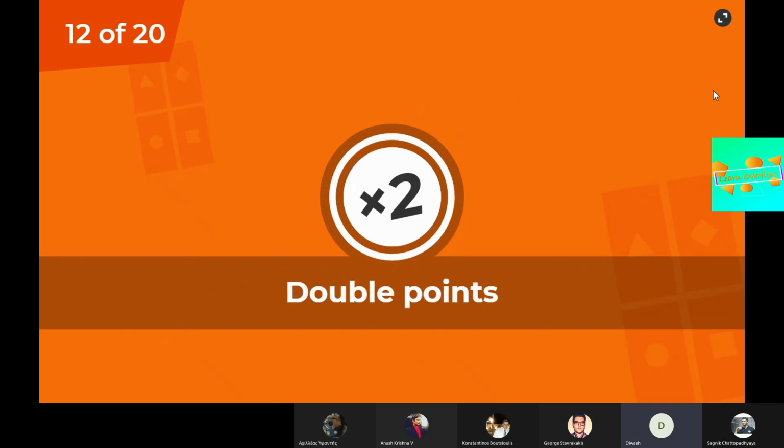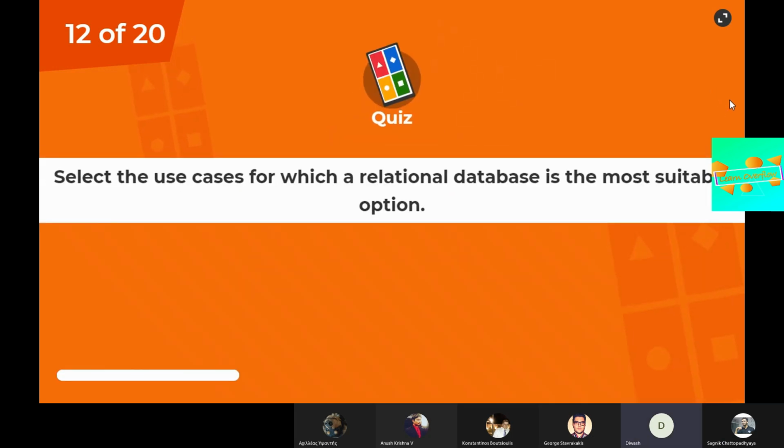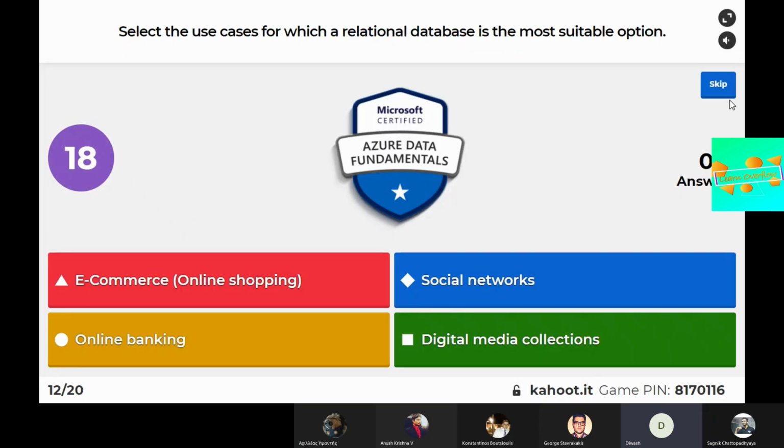So it's a multi-select question. Select the use cases for which a relational database is most suitable. Options: e-commerce online shopping, social networks, online banking, digital media collection. You can select multiple answers.